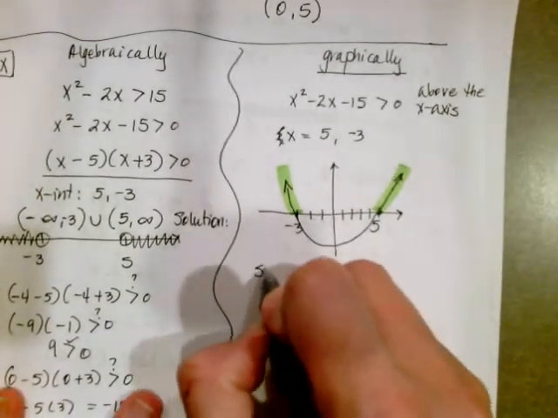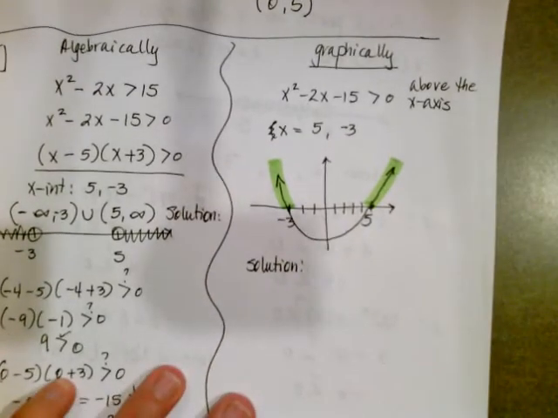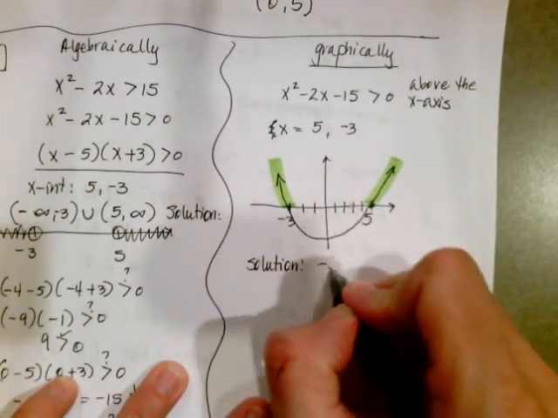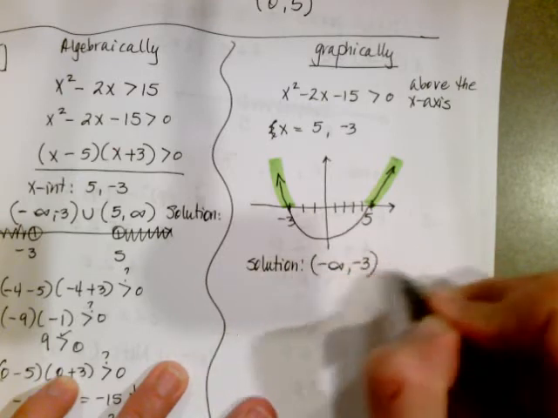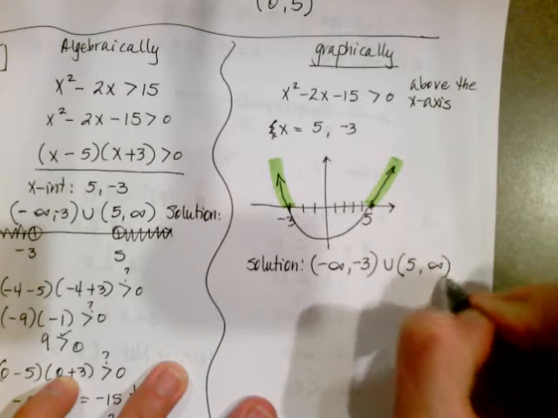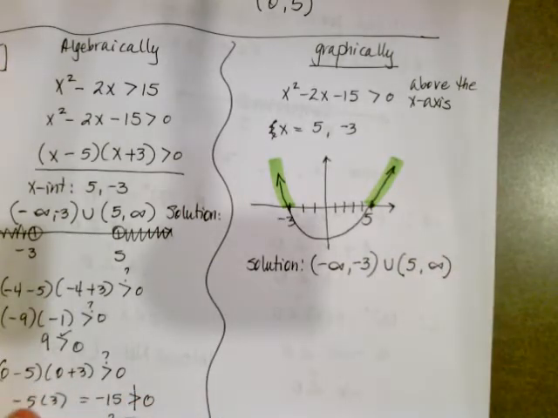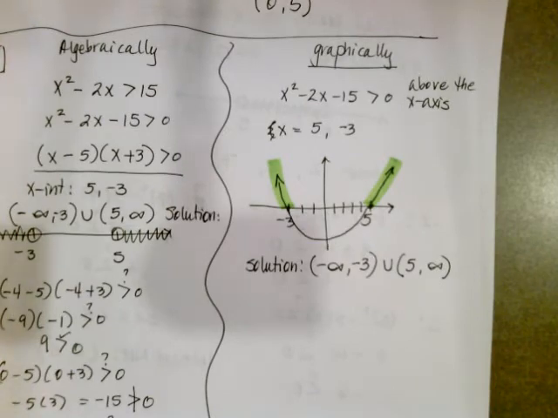So then my solution, remember I always read left to right. So I'm going to start at a negative infinity, and I'm going to stop at a negative 3, not included, unioned with, I start at 5 again, and I go to positive infinity. And those are the two portions of my graph that are up above the x-axis. So that's kind of a cool way to think about a solution to a problem.